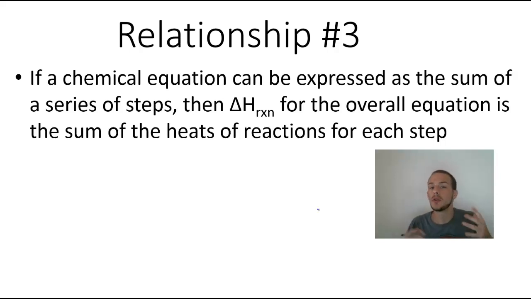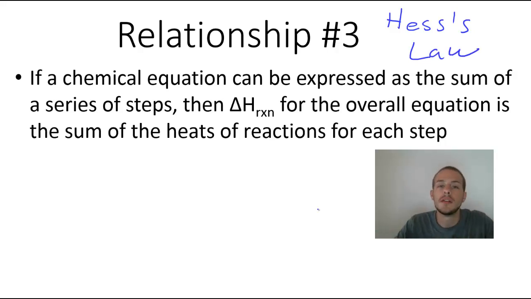If you have a chemical equation that can be expressed as the sum of a series of steps, so if you have an equation that can be represented as a sum of other chemical equations, then that means that the resulting delta H value for that new equation is going to be the sum of the heats of reaction, so the sum of the delta H values for each of those individual steps. And this relationship has a common name. It's called Hess's law.